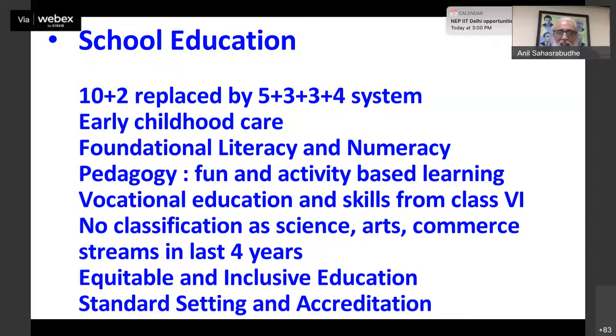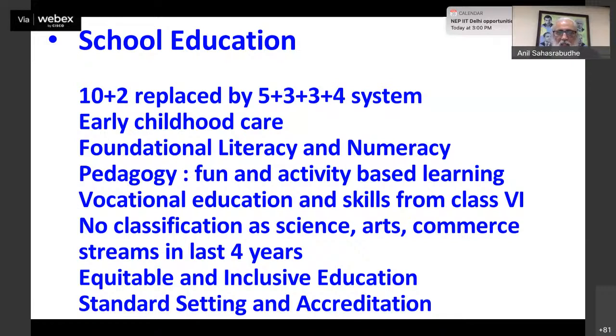happening right at the stage of 14 years is going to be much more, not only informative, much more what we call empowering for such students to take care of their interests, explore what they can do better. That is the very important thing. And then it also talks about equitable and inclusive education. That means schools and colleges should be started in remote places, and setting of standards.